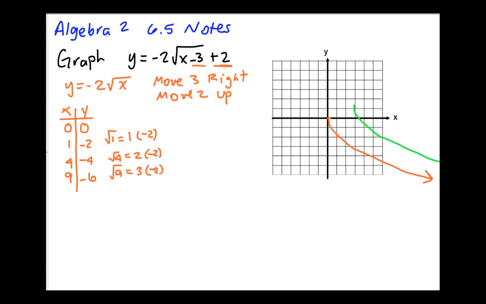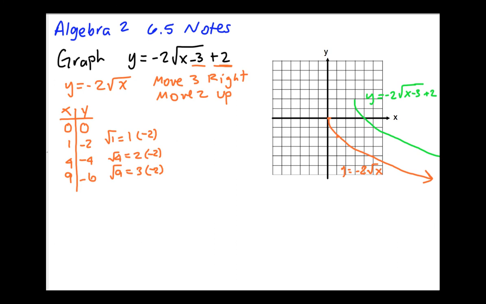1, 2, and this right here in green is the graph of y equals negative 2 square root of x minus 3, plus 2. And the orange part down here is y equals negative 2 square root of x. So that's all there is to it. Don't let that part be super hard or challenging. It's the same graph, it's just been moved.